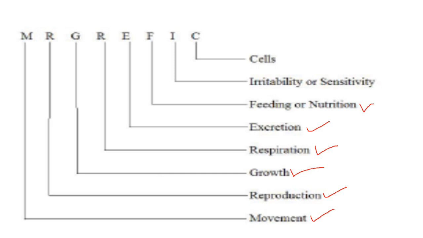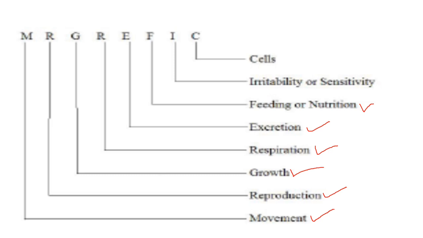All right, so we have feeding or nutrition. This is basically just the process by which living organisms obtain food. That is what feeding is. When you look at nutrition, we have two types: autotrophic nutrition and heterotrophic nutrition. So these are types of nutrition. Not to forget, we have saprophytic nutrition.